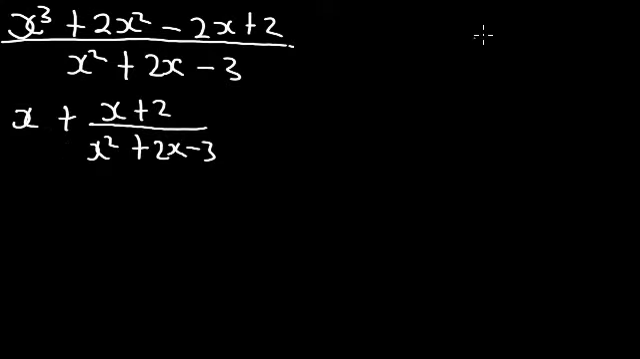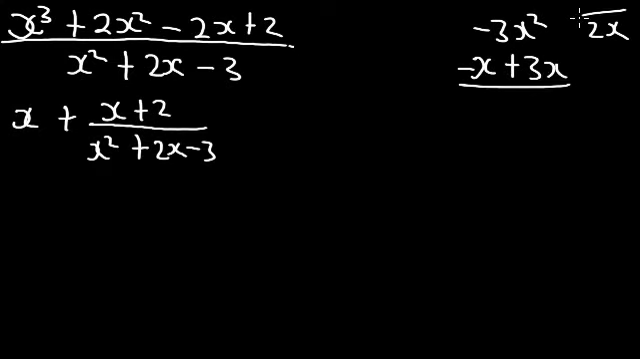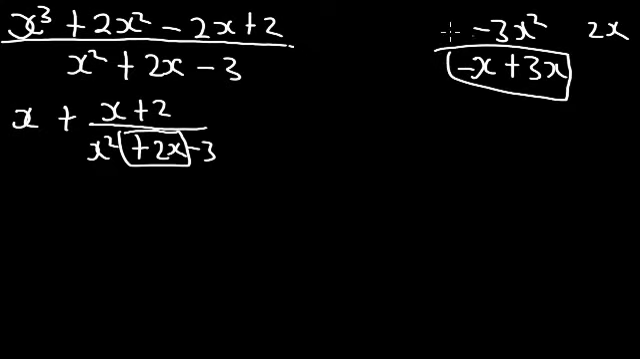So what two numbers multiply to negative 3x squared and add up to 2x? So what should that be? That will be negative x, typically negative 1x, and positive 3x. When we add these up, we have 2x. When we multiply them, we have negative 3x squared. Perfect.